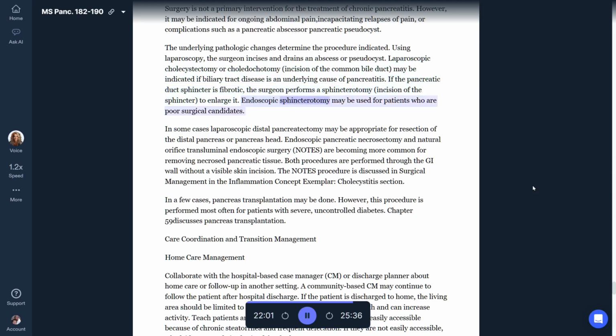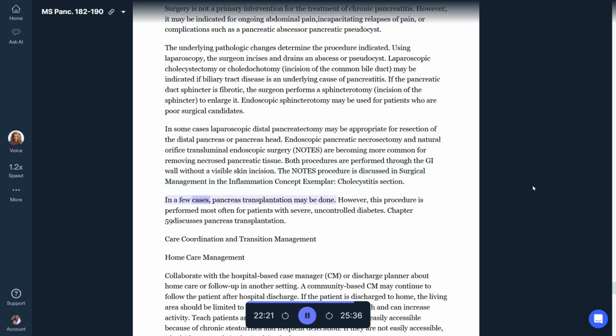Endoscopic sphincterotomy may be used for patients who are poor surgical candidates. In some cases, laparoscopic distal pancreatectomy may be appropriate for resection of the distal pancreas or pancreas head. Endoscopic pancreatic necrosectomy and natural orifice transluminal endoscopic surgery are becoming more common for removing necrosed pancreatic tissue. Both procedures are performed through the GI wall without a visible skin incision. The NOTES procedure is discussed in surgical management in the Inflammation concept exemplar, Cholecystitis section.